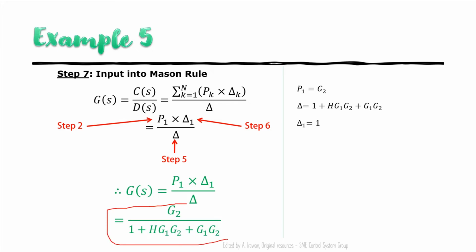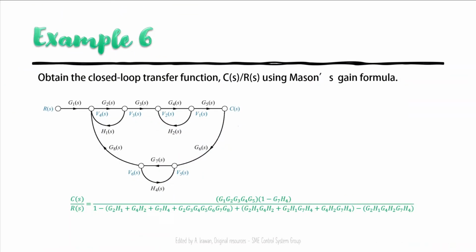Okay, go to the next example, where we have several non-touching situations, several independent loops, I can say here. Like this loop, and this loop. Okay, so this is the final form of the transfer function for these systems.